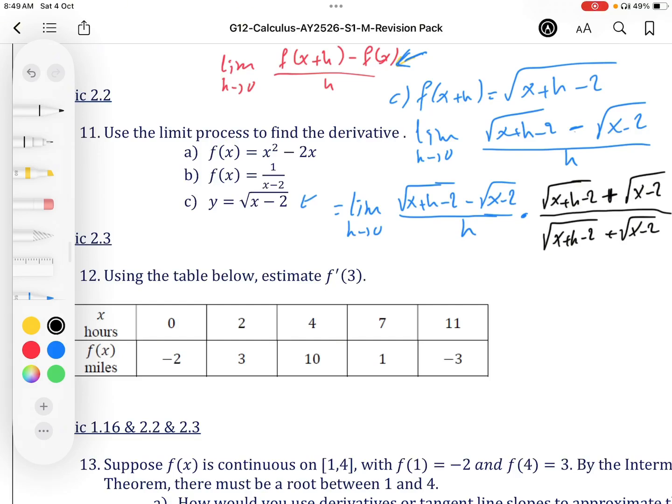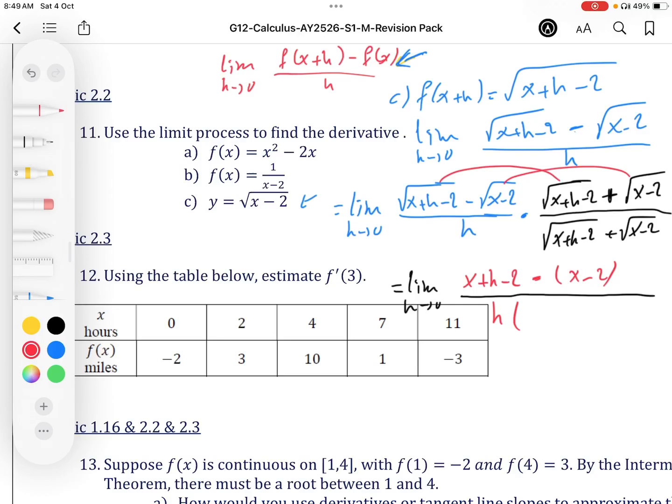Okay, how do you multiply? The conjugate, we multiply the first by the first and the second by the second. When you multiply the radical by itself, the radical goes. So x plus h minus 2 minus, important to put open parentheses, radical x minus 2 times itself, the radical goes. Down, they are not conjugate, so we keep them the same. Don't touch. Plus x minus 2.